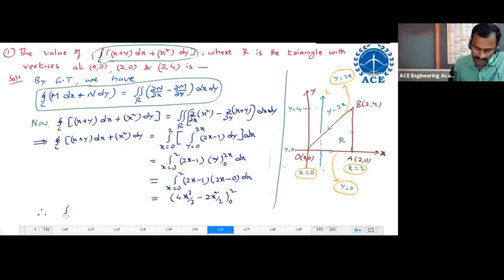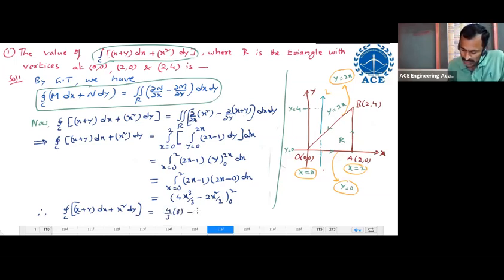Therefore, the integral over C of (x plus y) dx plus x square dy is equal to 4 by 3 into 8 minus 2 by 2 into 4. This is equal to the value.